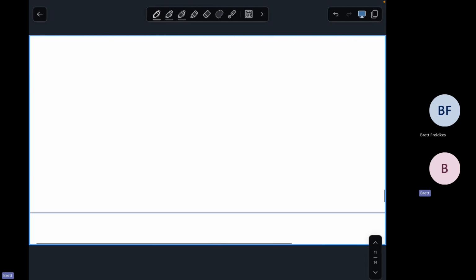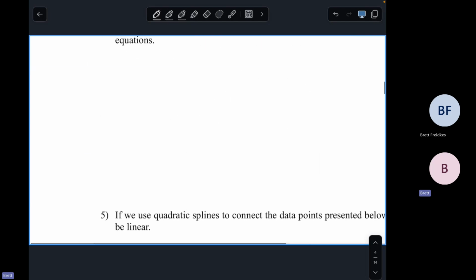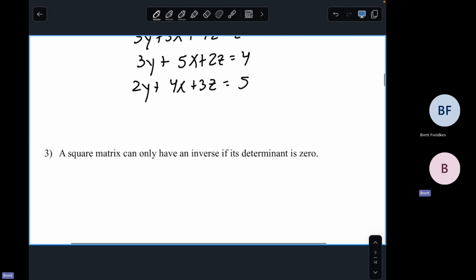So if you come back to that question, a square matrix can only have an inverse if its determinant is 0. That's false. It can't.